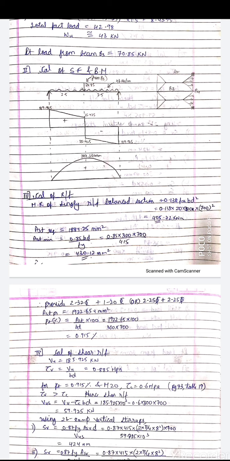The percentage of the reinforcement is nothing but AST upon BD into 100. So AST upon BD into 100 is 0.915 percent. The next step is to find out the shear reinforcement.